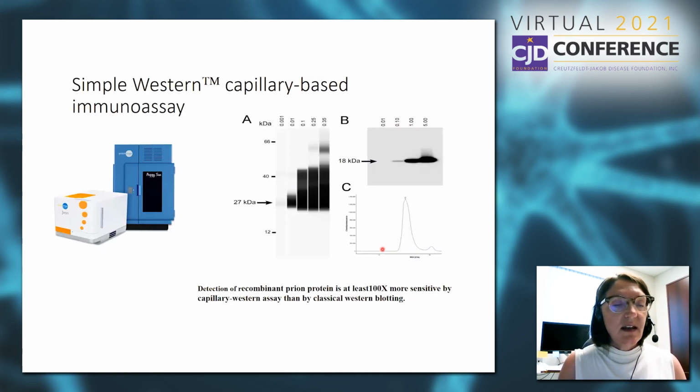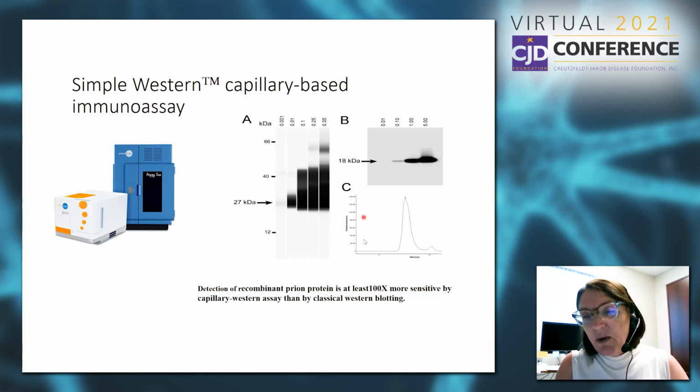The next assay we started to develop was a more sensitive Western blot assay using a simple Western, a capillary-based immunoassay. And so we decided to look at this system. One of the main reasons is its increased sensitivity over normal Western blots and its ability to perform semi-quantitative analysis. So here we used recombinant hamster protein just to look at the sensitivity, and we found that it was at least 10 to 100-fold higher than traditional Western blot using the antibody 3F4.